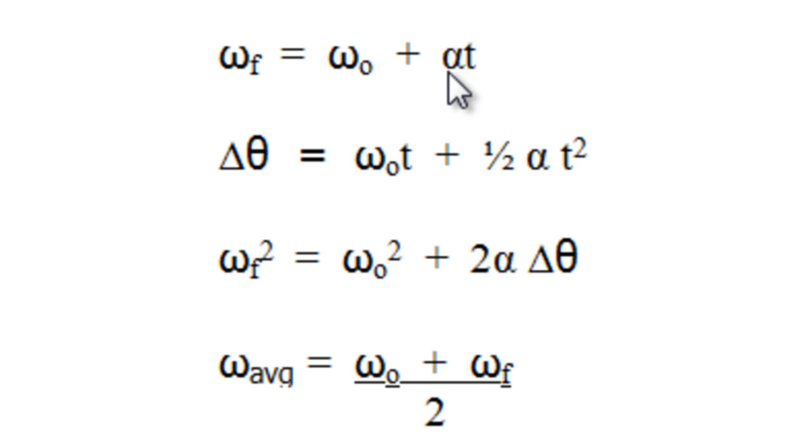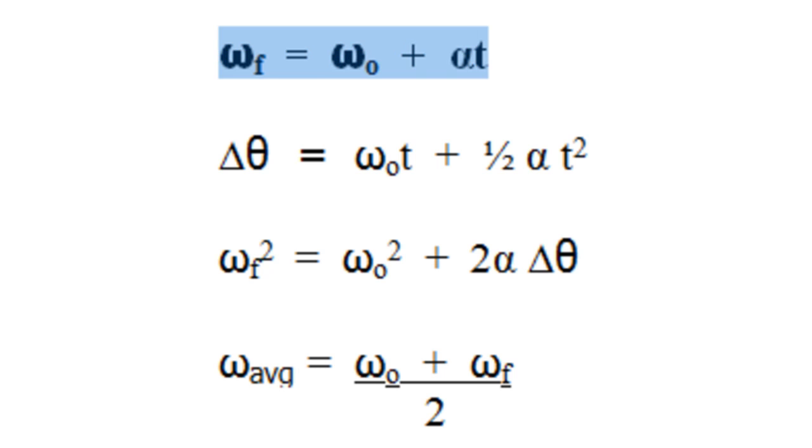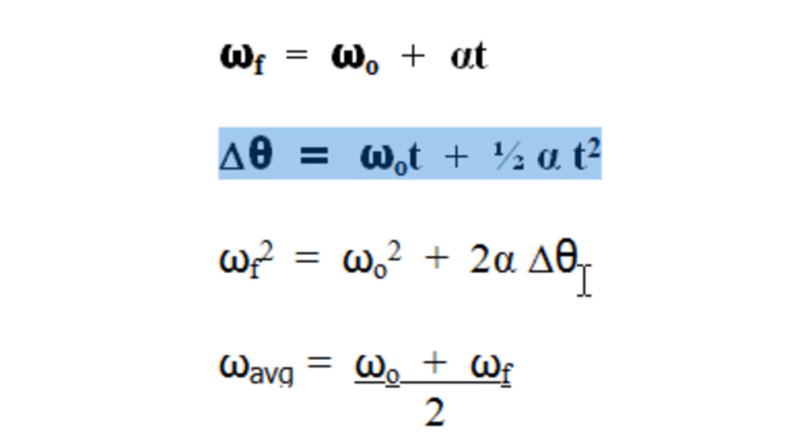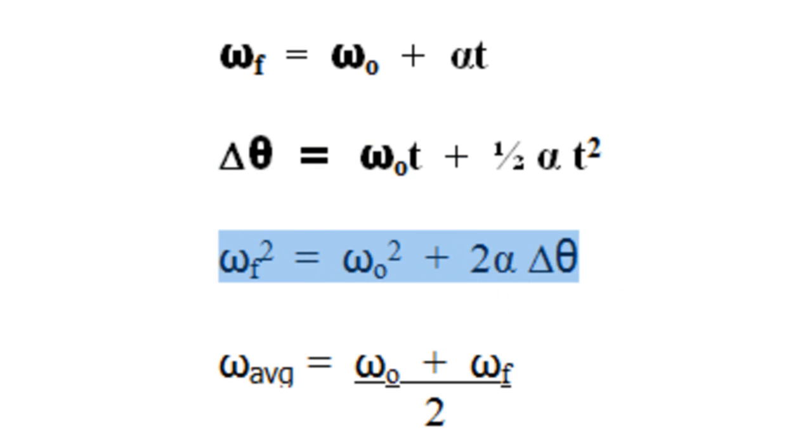Well, we have an alpha right here, so this would be a candidate that we could consider for this problem. We also have an alpha right here, so here's another candidate we can consider for this problem. This equation also has an alpha in it, so here's another one we can consider for this problem. And then finally, our last equation does not have alpha in it, so that's not an obvious terrific choice.